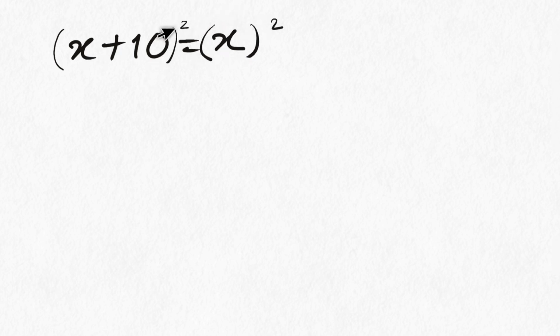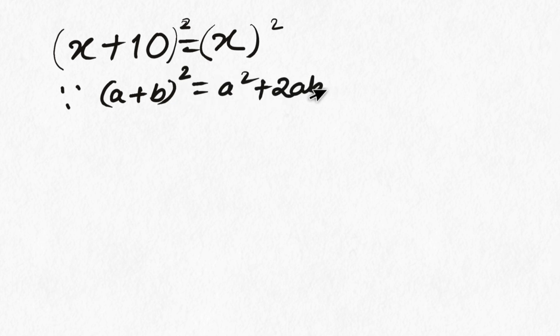So when we square both sides, we get the quantity x plus 10 all squared equals x squared. Now we need to expand that squared expression on the left. To do that, we'll use the perfect square formula. (a plus b) squared equals a squared plus 2ab plus b squared.